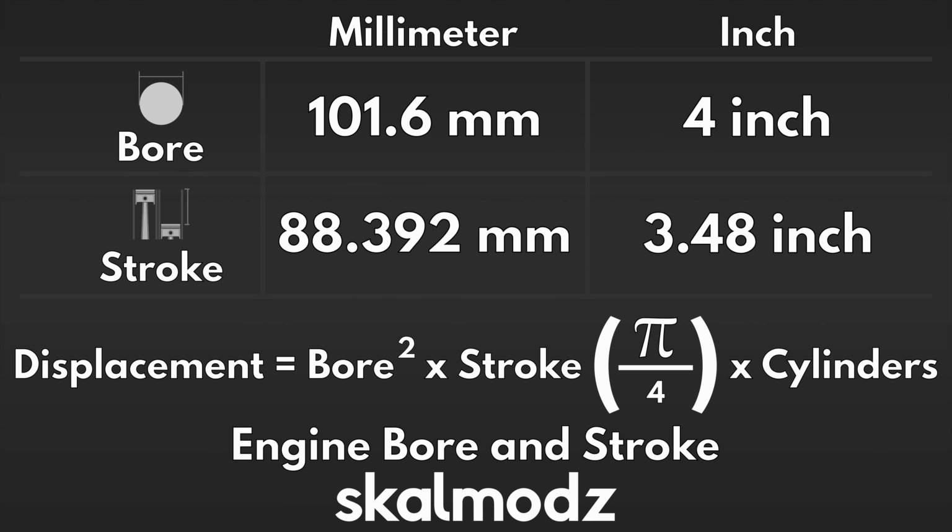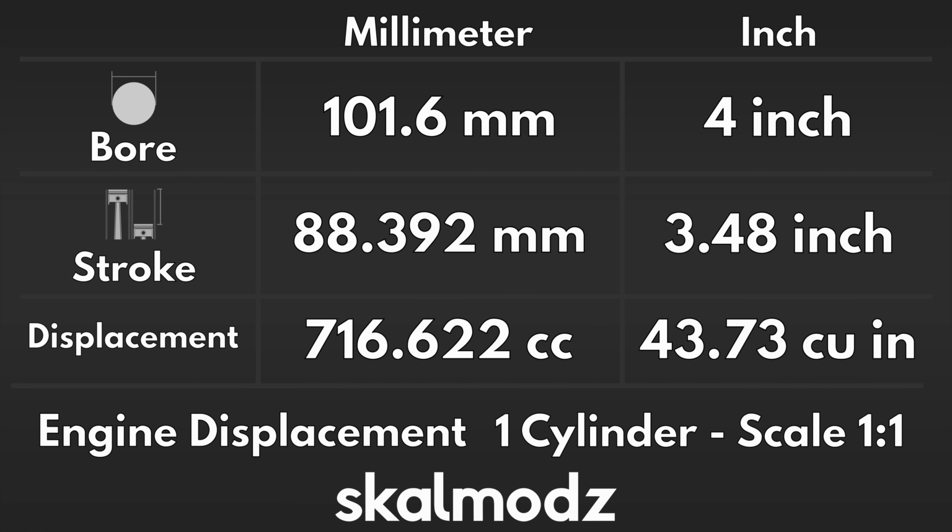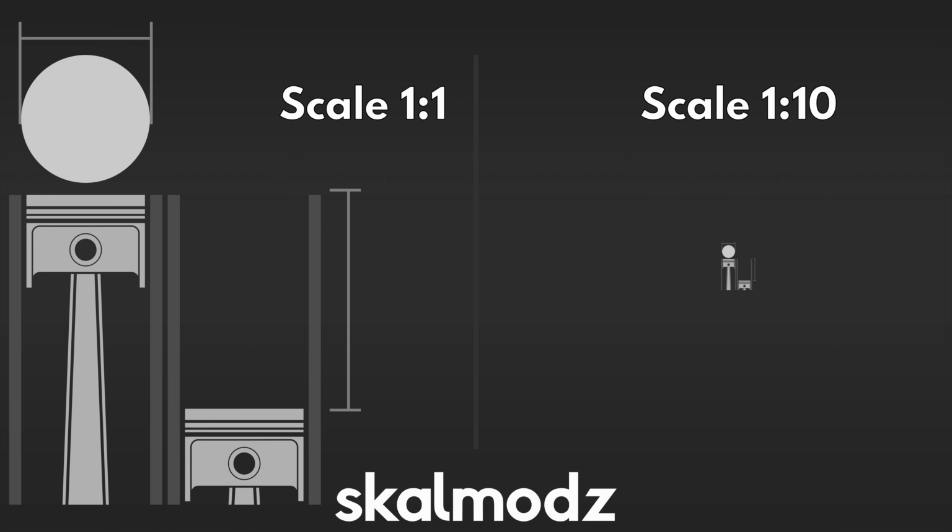Let's consider our example engine to be 1 cylinder and at a scale of 1 to 1. Our 1-cylinder engine would have a displacement of 716.622 cubic centimeters or 43.73 cubic inches at a scale of 1 to 1. Now that we've calculated displacement, let's take scale into consideration. In this view, we have an engine that's scaled at 1 to 1 as compared to a scale of 1 to 10. Please keep in mind our previous video discussing scale in detail. That video will be linked in the description.